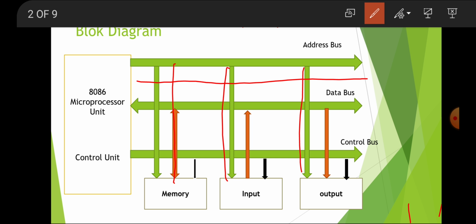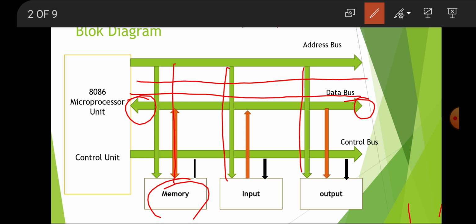Now we are moving towards the data bus. The data bus is in both directions. They have the arrow in both directions, meaning it carries the data from memory and input output to the microprocessor, or from the microprocessor to the memory. Here is the memory block. The memory block shows the arrow in both directions. Arrow in both directions means it carries the data from memory to microprocessor or microprocessor to memory. So it is both, or bidirectional.